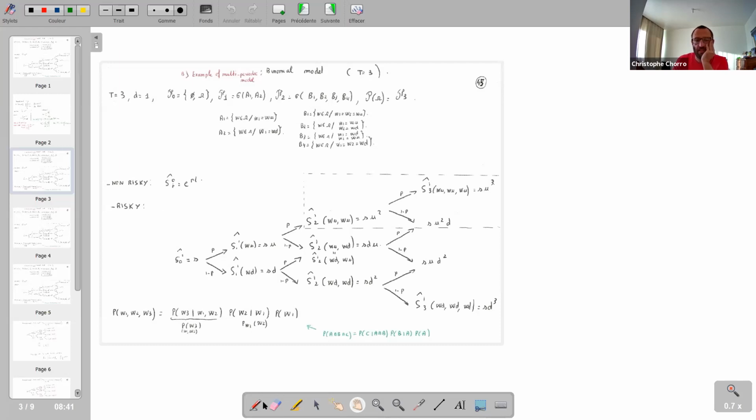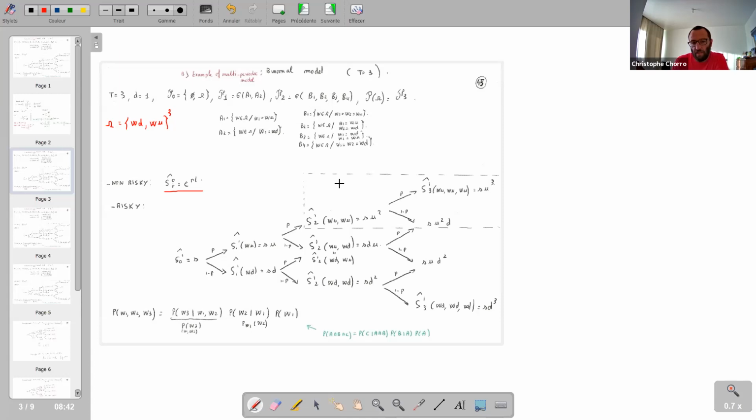In this case, my universe will be omega, that is {WD, WU} to the power 3. I have two assets: the non-risky one that fulfills the classical dynamics, exponential RT, that doesn't change here. And then I have the risky asset, and for the risky asset I use this binomial tree.